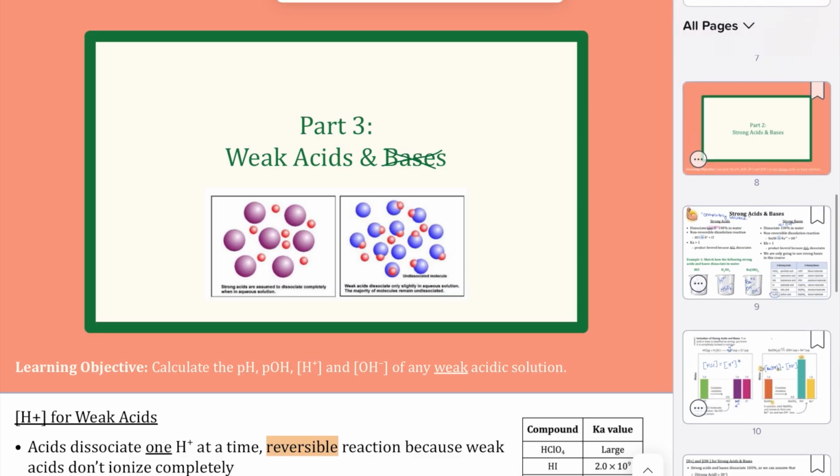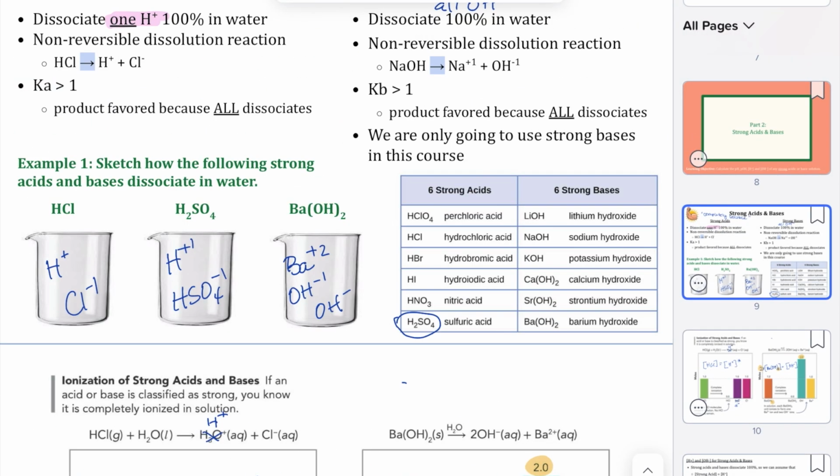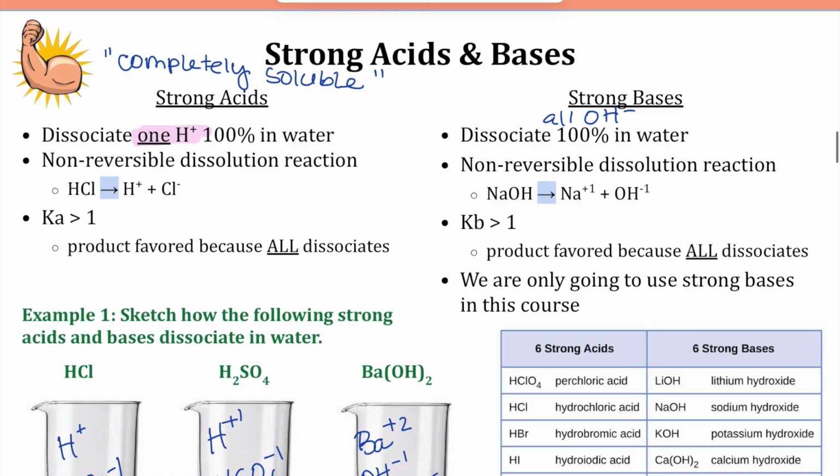And just as a refresher of those strong acids and bases, strong acids dissociate one hydrogen ion completely in water. And so we get a non-reversible dissolution reaction, or just a non-reversible reaction, where any strong acid is going to dissociate that one hydrogen, and we aren't going to have any of that compound left.